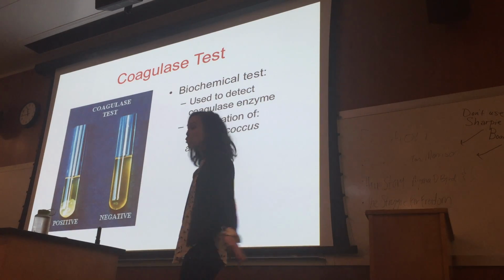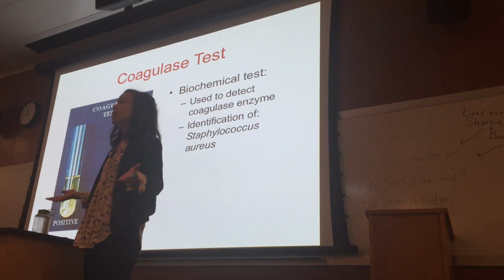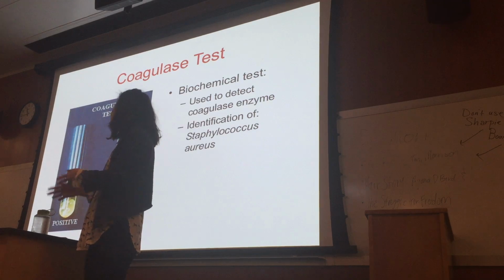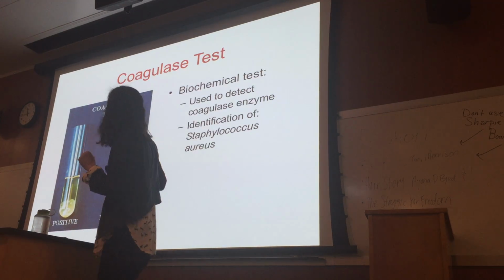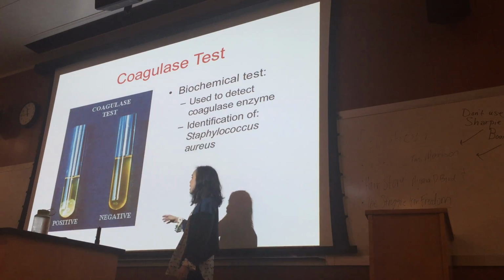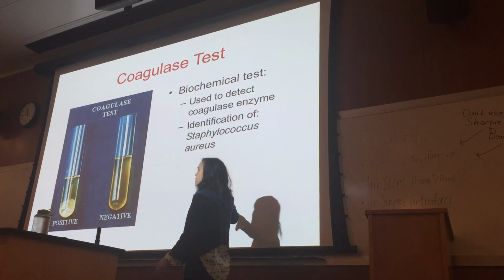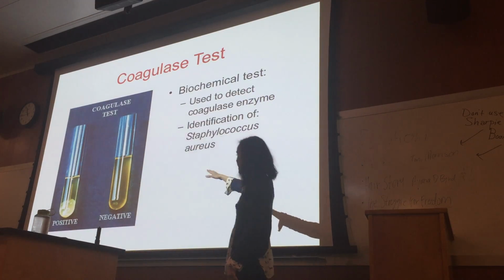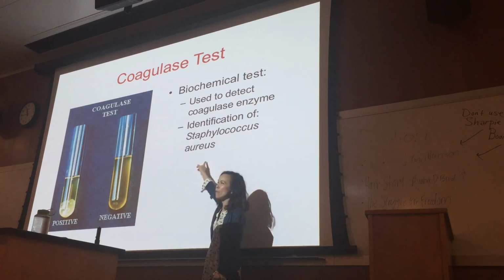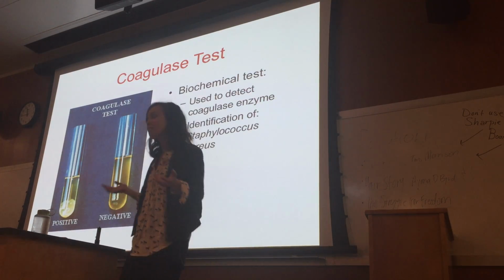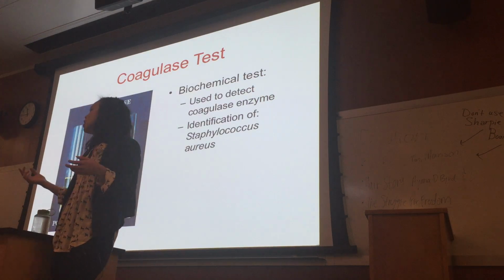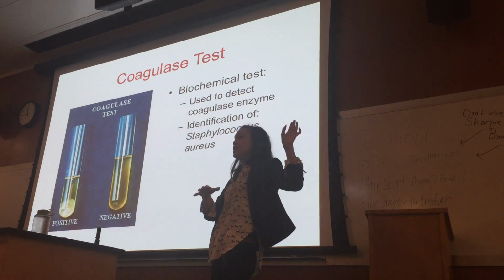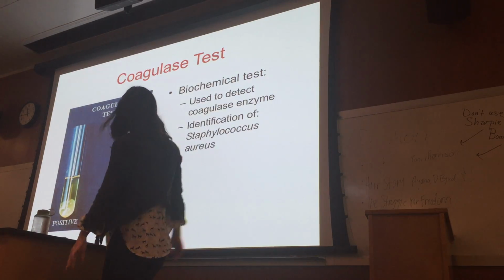And the coagulase test is really easy to do. The downside is it's pretty expensive because you need that plasma. Usually rabbit plasma is the easiest thing to use, but it's an expensive test. But you can just inoculate it. And since we said Staph aureus is the one that makes coagulase, you can differentiate Staph aureus from all the other types of staph, which are all negative for coagulase.